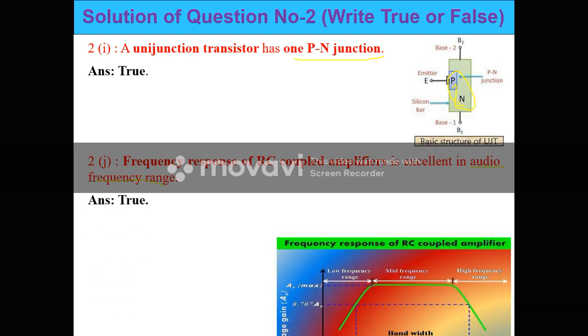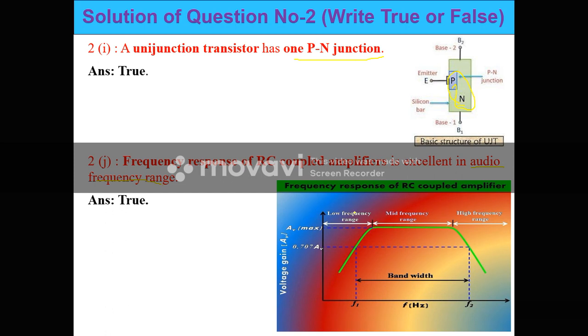So this statement is also true because if you see the characteristics graph or frequency response of the RC coupled amplifier, this is the lower frequency range, this is the higher frequency. In between the higher frequency and lower frequency, this frequency range is nothing but the audio frequency range. So here the maximum bandwidth is given. Maximum bandwidth is given means it is excellent in audio frequency. So that's why this statement is true.